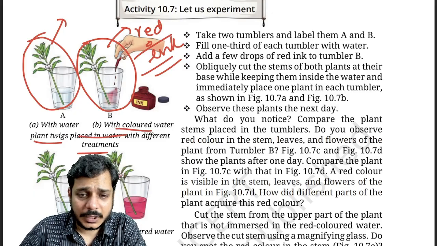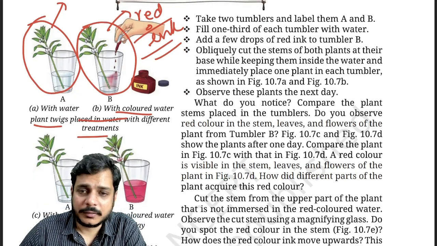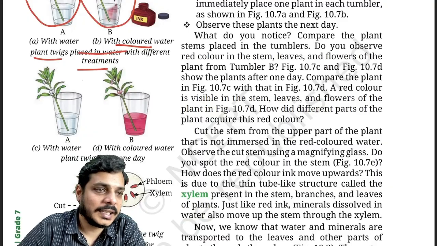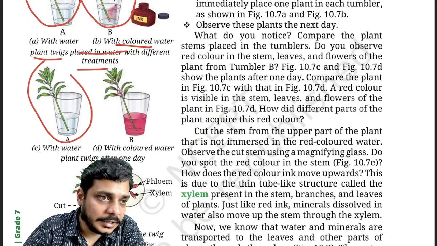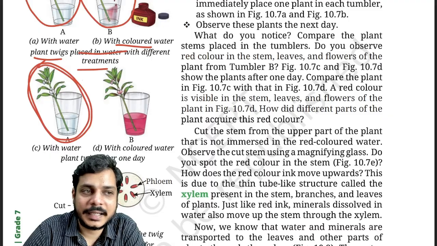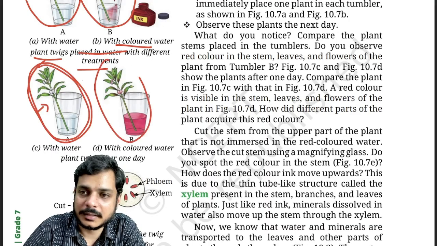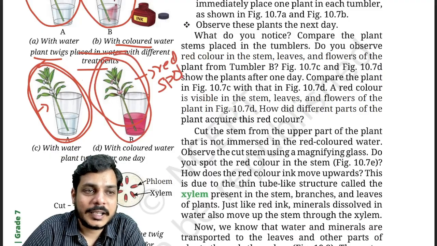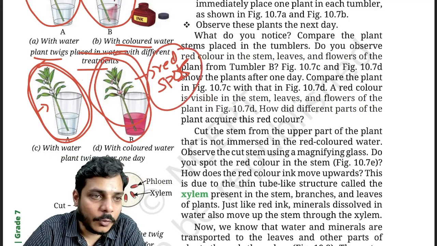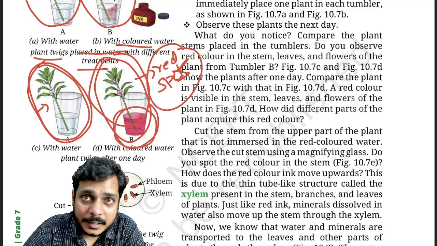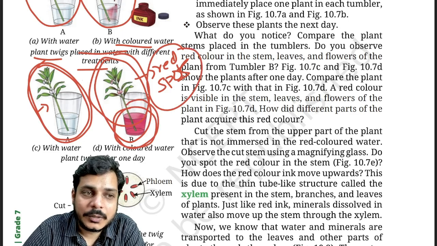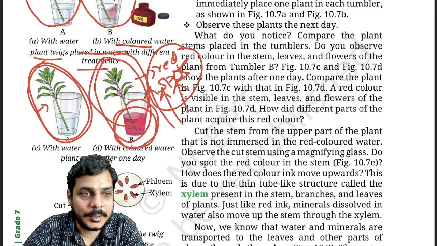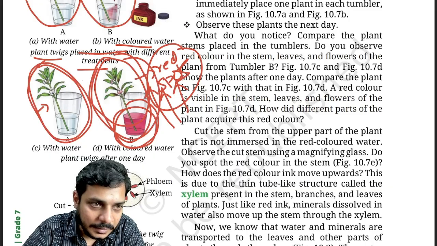Okay, what do we observe? What you observe is a change in color. You will find that this plant does not exhibit any color, but in this plant you can see red spots. Why are there red spots? Because the water that we introduced had red ink mixed in it, and this was taken up by the plant. It was taken up, and therefore it exhibits red color.